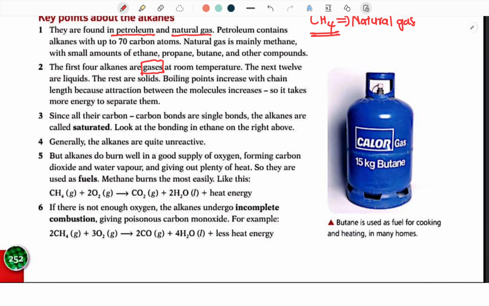Okay? The next 12 are liquids. The rest are solids. So just know the first 4 are gases. The next 12, meaning you start counting from the 5th, from the 5th until where the 12th is going to reach, those are liquids. The rest will be solids.